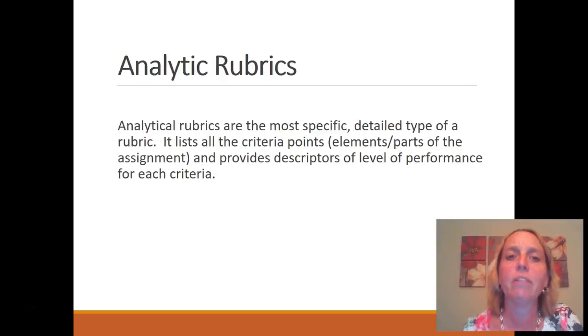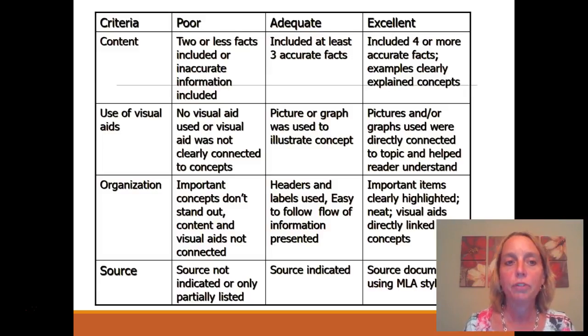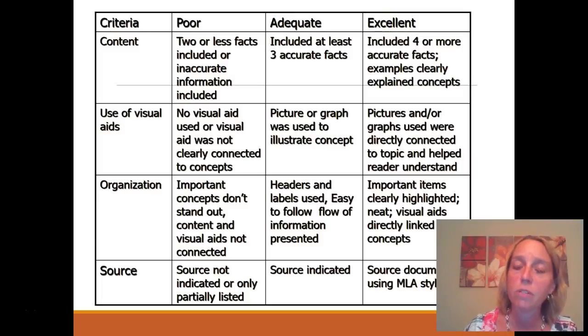So the analytical rubric is the king of rubrics, I would say, and it's a very specific, detailed type of rubric. It lists all the criteria, but it also lists different types of performance levels. So in this particular example, you'll see the criteria on the left-hand side, but then across the top you have poor, adequate, excellent. Obviously, there can be different numbers; some have 4 levels, some have 5 levels. I do suggest if you're going to start off, 3 levels is probably enough.